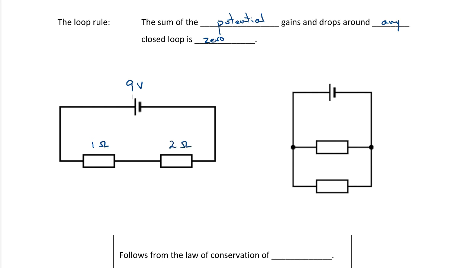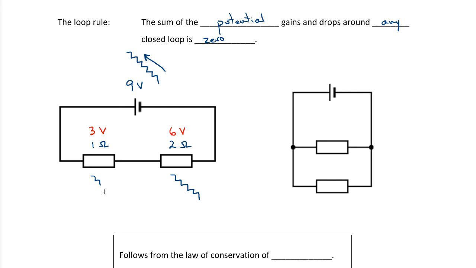The job of this 9-volt cell is to raise the potential energy on the charges. It's giving 9 joules to every coulomb of charge. And that energy has to be dropped at the two resistors. And it's going to be dropped in proportion to their resistance. So for example, if this is a 1 ohm and a 2 ohm resistor, then we'll get a 3 volt potential drop here and a 6 volt potential drop over here.